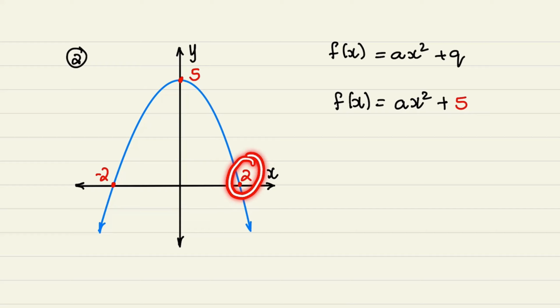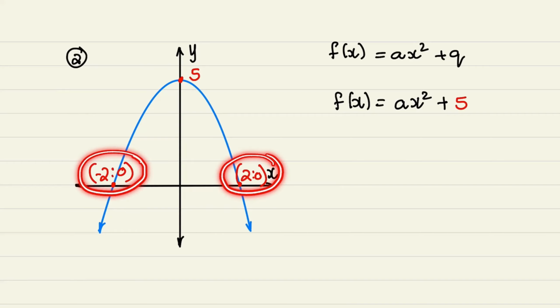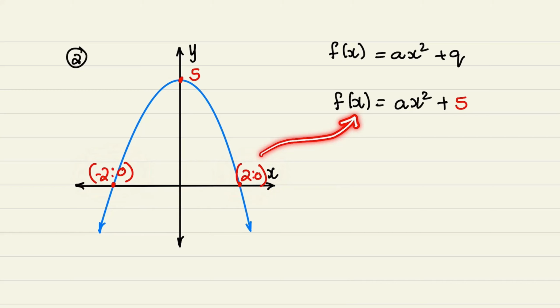Next, we want to know how to use the points 2 and negative 2. It's important to understand that these are simply the coordinates (2, 0) and (-2, 0). You can use any one of these two points and substitute it in the place of x and y in order to find the a value. I'm going to use this x-intercept on the right. I would replace y with 0 because we're on the x-axis, and on the x-axis y is equal to 0 everywhere, and that is equal to a times 2 squared plus 5.